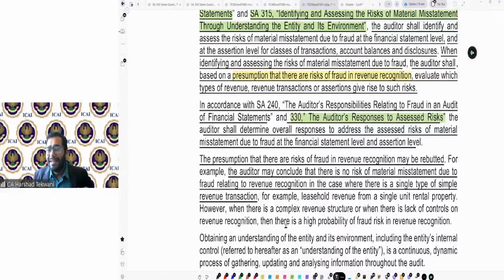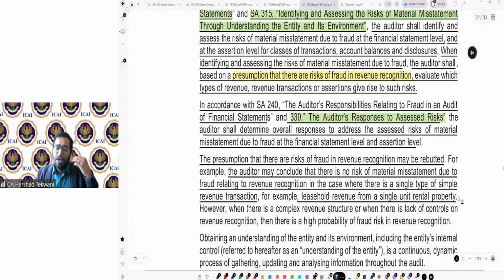Kind of cost plus entities. Okay, they bill based on whatever cost they have incurred during the year plus markup. So there is a lower risk of fraud in those types of entities. For example, leasehold revenue from a single unit rental property. Like, I have one property which I have given on lease, I'm getting leasehold rental from that, and that is the only revenue for me. So a simple recalculation can be done, so I will not count fraud risk in that particular area. But if there is a complex revenue structure and lack of controls, then there is a high probability of fraud risk. And there were lack of controls in the current example.